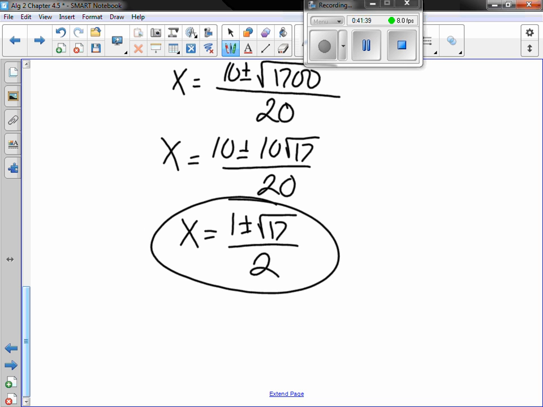Is this a whole number? Is this even a fraction? Well, no, because of the square root of 17, it's an irrational number. So that means, really, these two here, or not these two, this one and the other negative would have been irrational numbers.